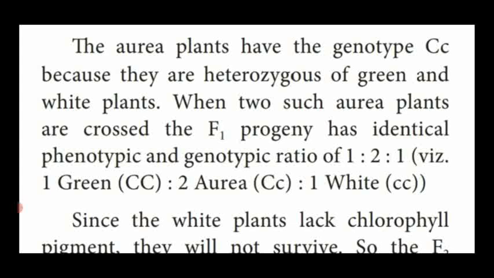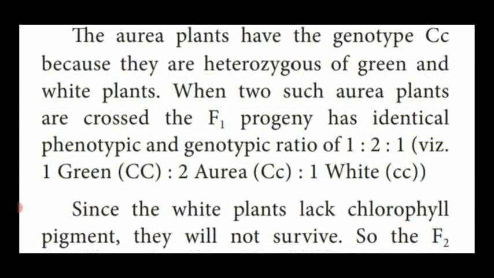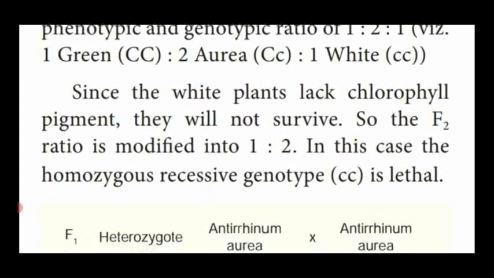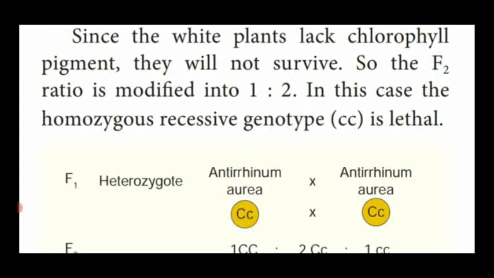So what is that? One is the green, that is dominant, capital CC. Another one is the white color, small cc, recessive. The intermediate is named as what? Pale green or golden or aurea. What is the genotypic ratio? Capital C and small c. So this is also proving the lethal gene, how they are causing death of the organism in the plant, in the coming lines.